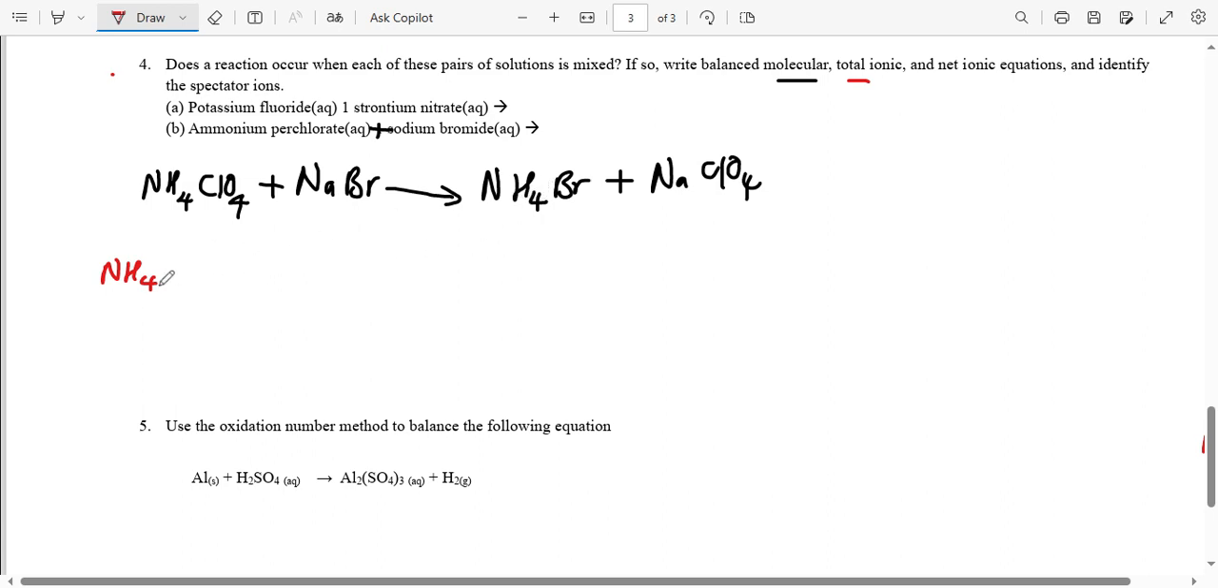In which state is it? Okay. So if it is a gas, then ammonium will break into ions, perchlorate will break into ions, and sodium bromide, that is also ionic.